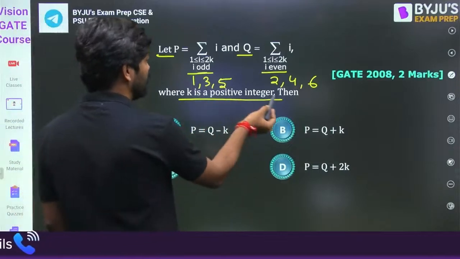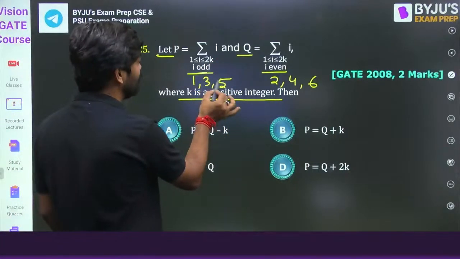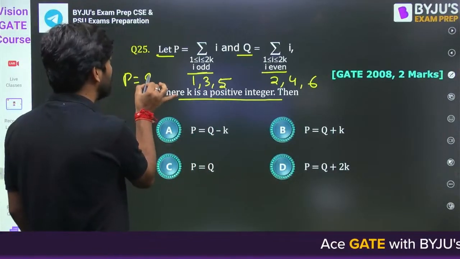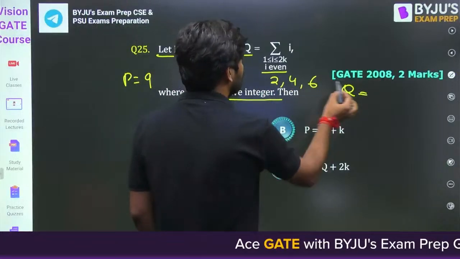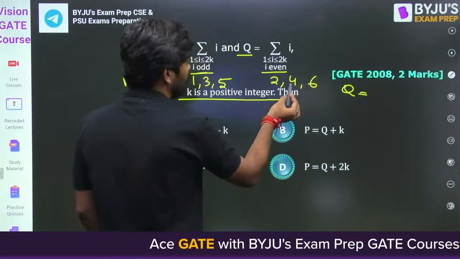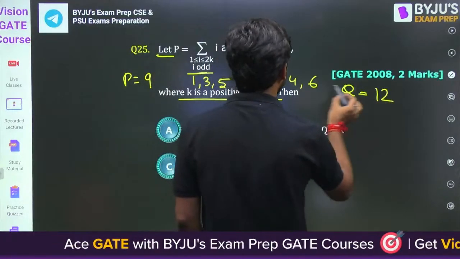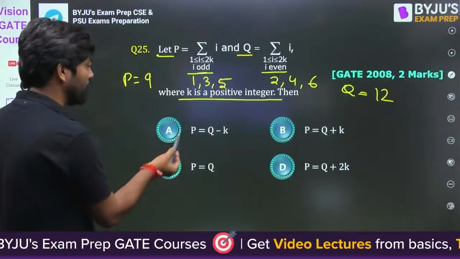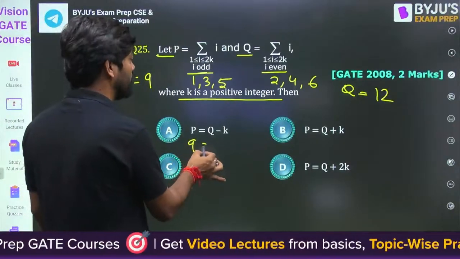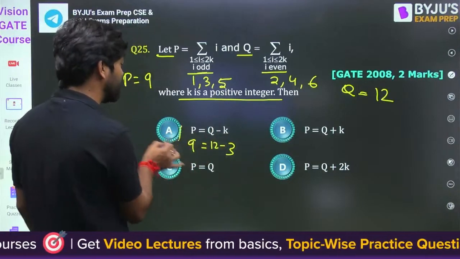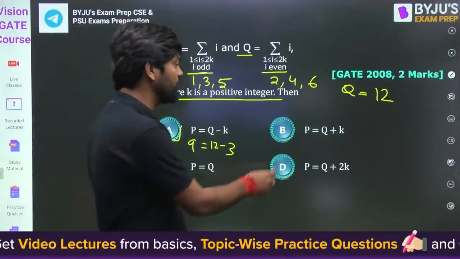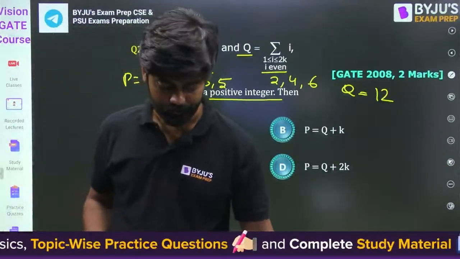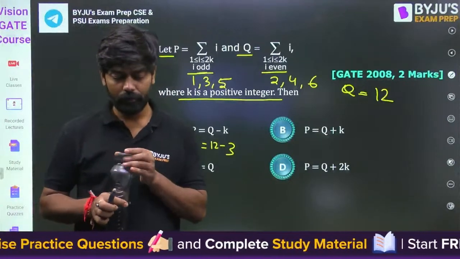Where K is a positive integer. Now for the summation, you can add 1, 3, 5, so P is nothing but 9 here. And Q is nothing but 2 plus 4 plus 6, which is 12. So P is 9, Q is 12, and K is 3. If you put these values, only in the first option does it satisfy. If you see clearly, only the first one satisfies. So the answer is 1. Is that clear?